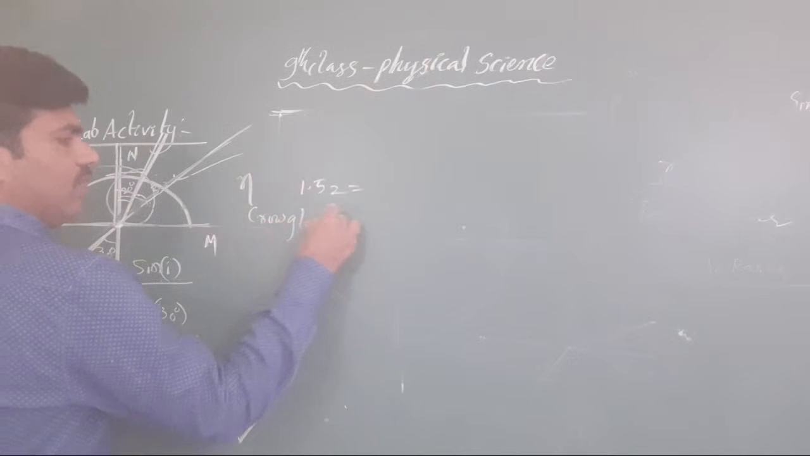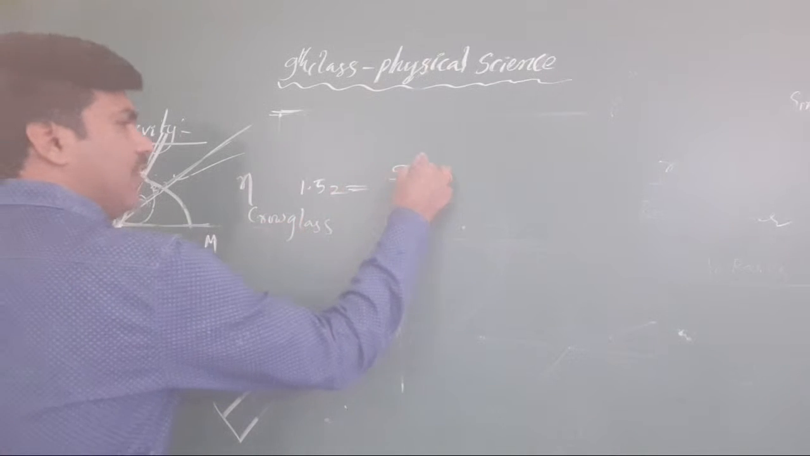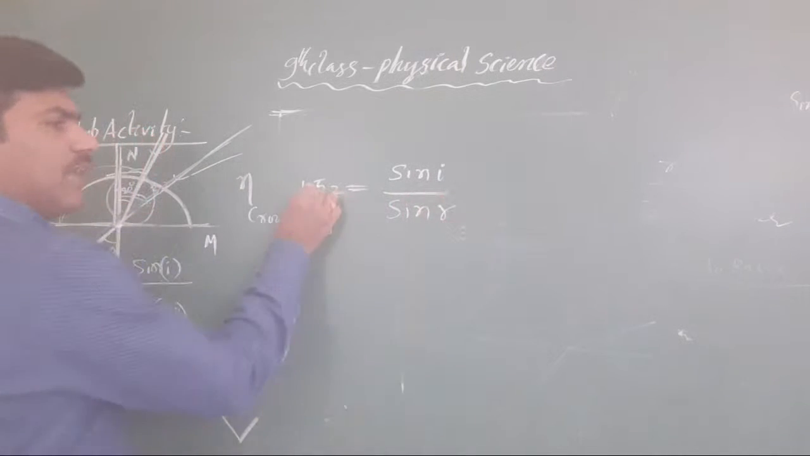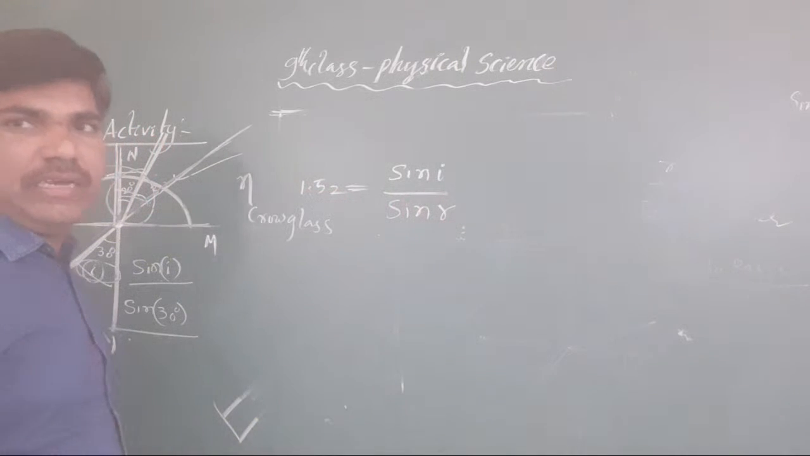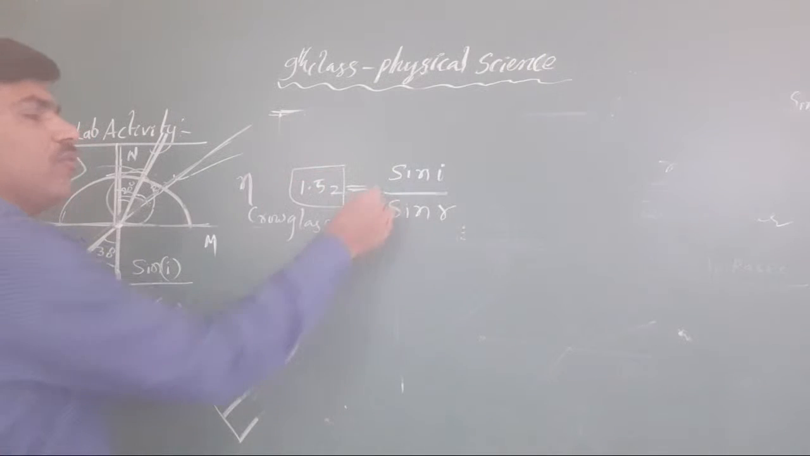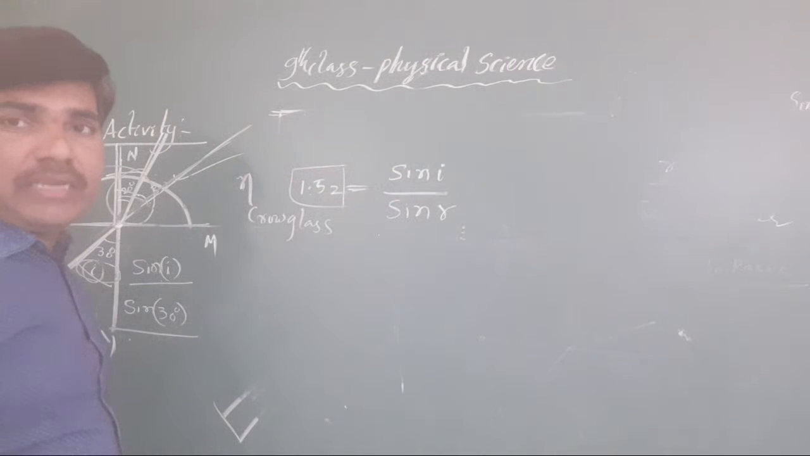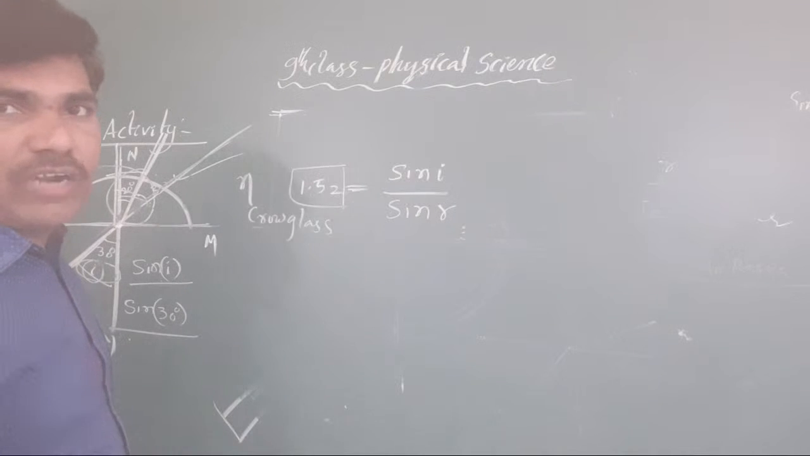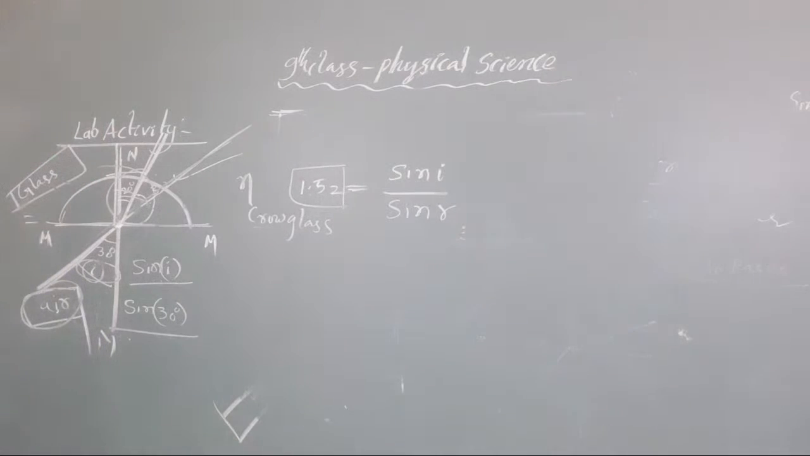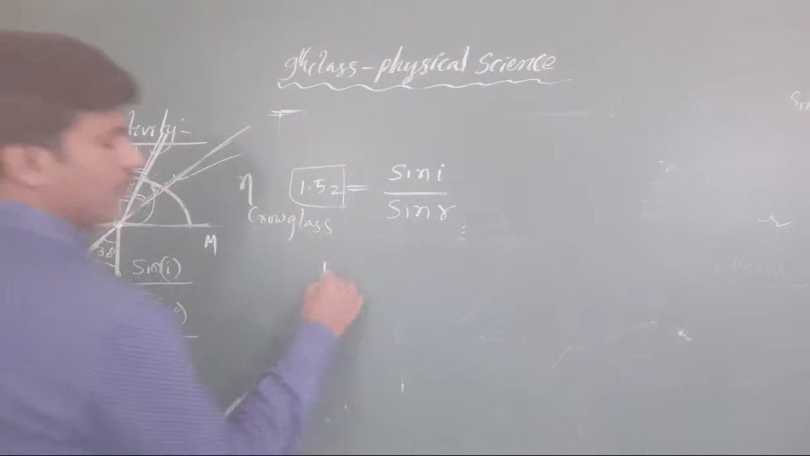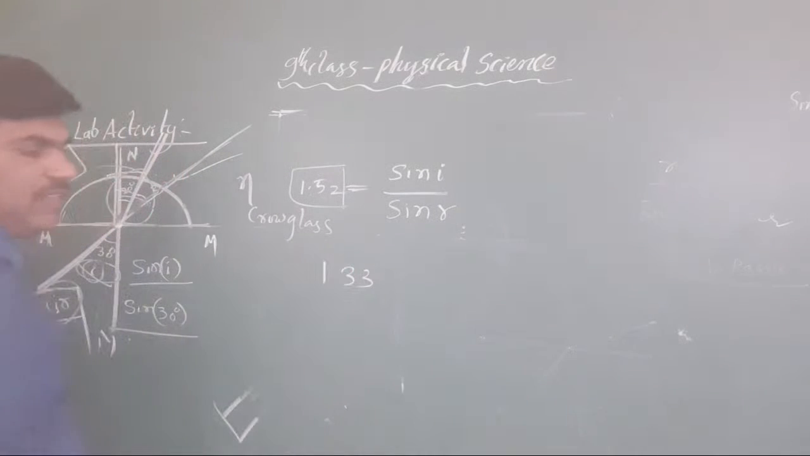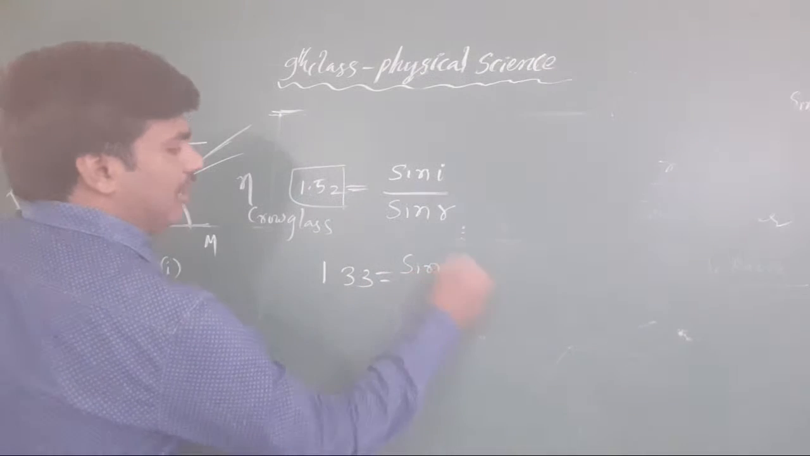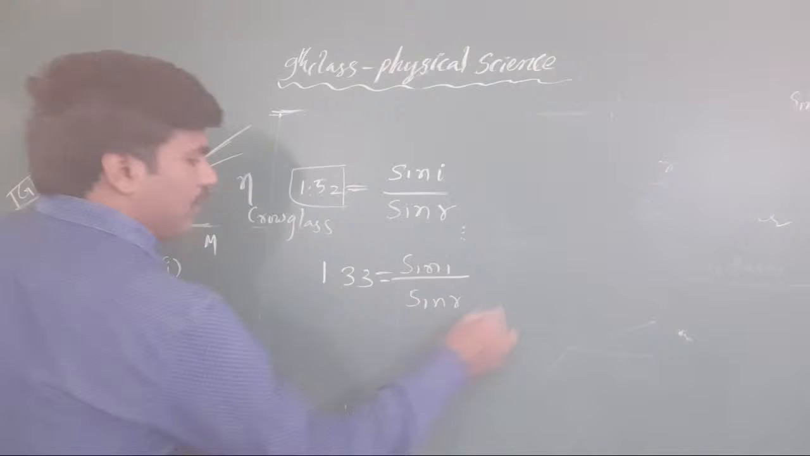Now what will we get? The sin I by sin R value is compulsorily equal to 1.52 only. Got it or not? In case you take water, clear or not, all of you? What will we get there? It will be taken as 1.33 only. So sin I by sin R is 1.33 only.